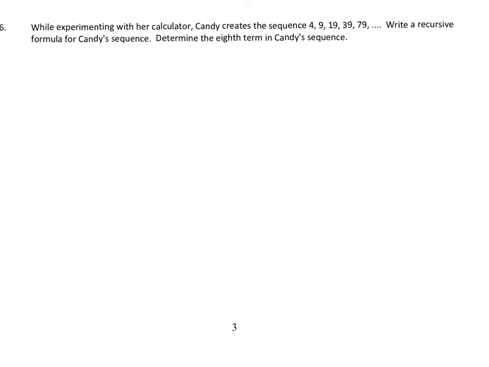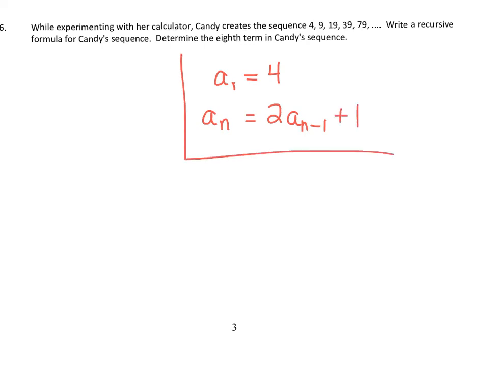Okay, so let's see here. We first have to say our first term. So our first term we know is equal to 4. And then our nth term, we said we're taking the previous term and doubling it. So I'm going to put a 2 in front of this. We're multiplying it by 2. And then we also, in addition to that, have to add 1 to that. So this would be our rule for that sequence. So that was pretty tricky.